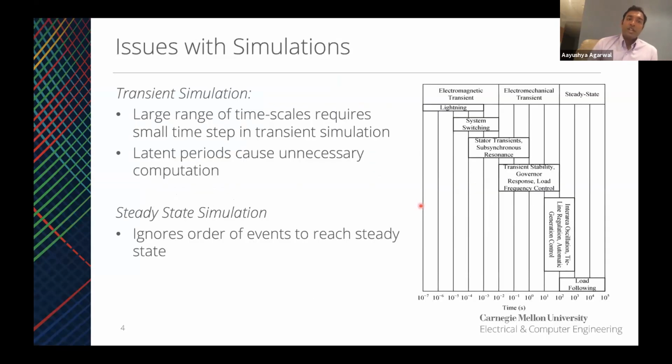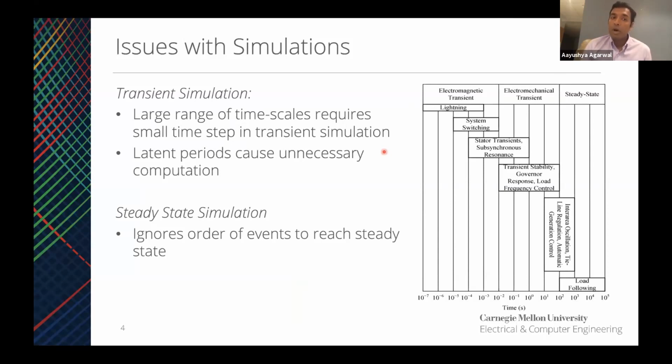So just some general issues with the two big simulations today. For transient simulation, the main bottleneck is due to the large range of time constants in the power grid. If you see in the figure on the right, you can notice that the power network really has a large time constant range. If you take a look at just the electromechanical transient and the steady state, you can see the time constants range from milliseconds all the way to hours.